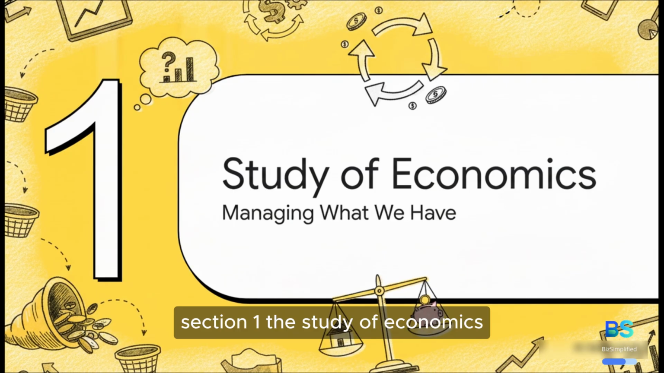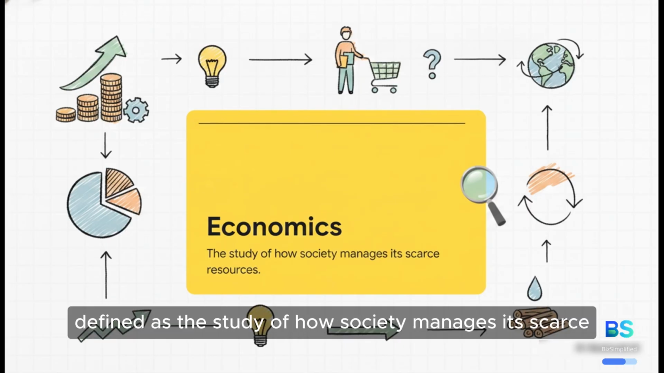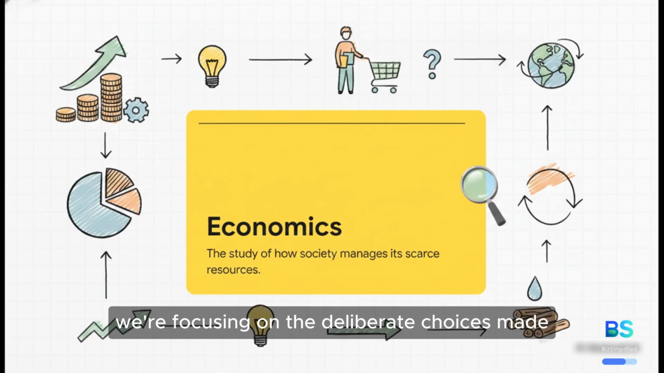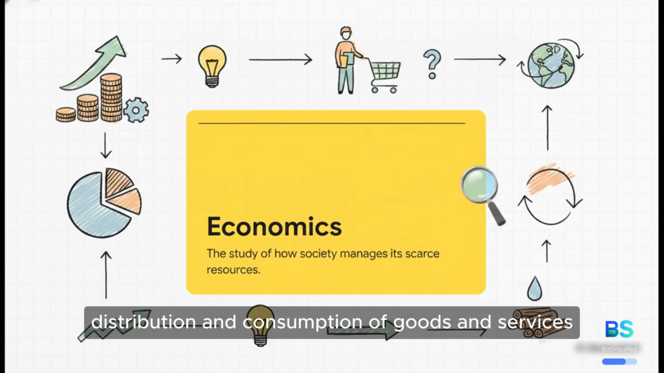Section 1. The study of economics, managing what we have. Okay, let's dive into this foundational definition. Economics is formally defined as the study of how society manages its scarce resources. But what does that actually mean for us? Well, it means we're focusing on the deliberate choices made regarding the production, distribution, and consumption of goods and services.